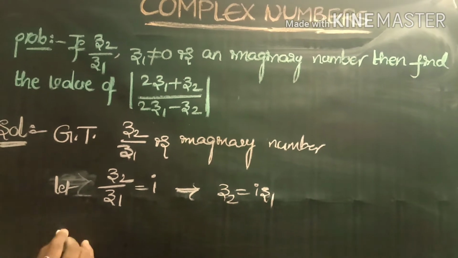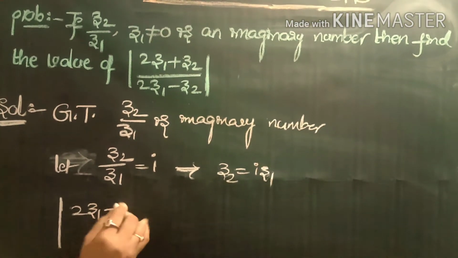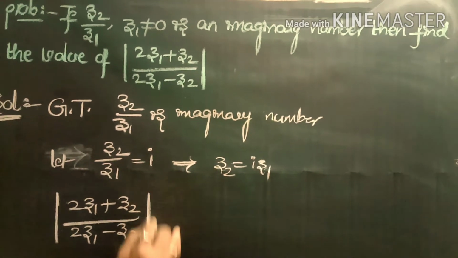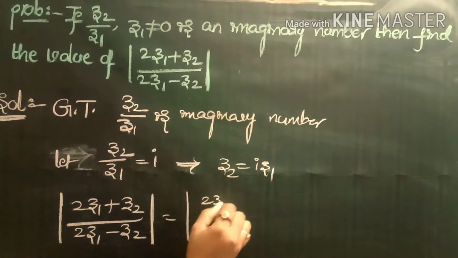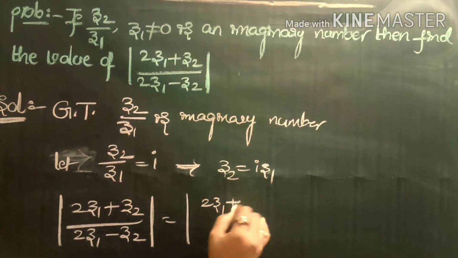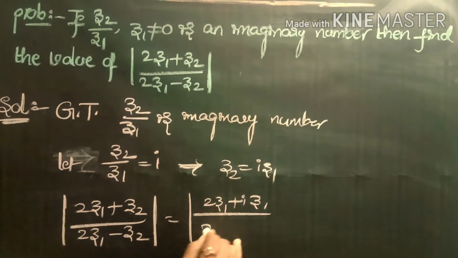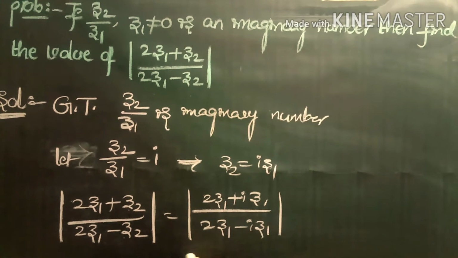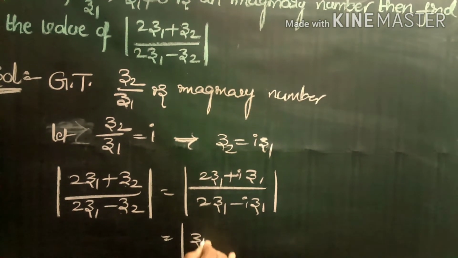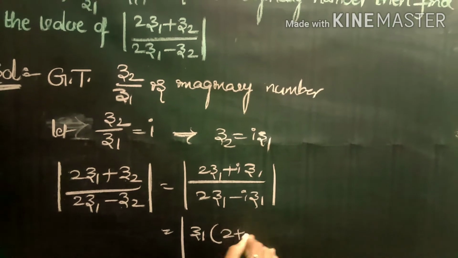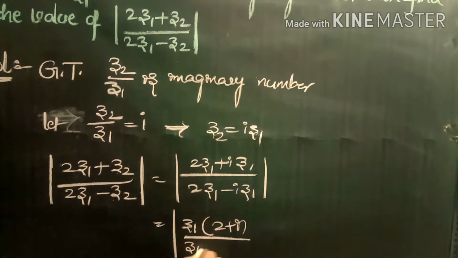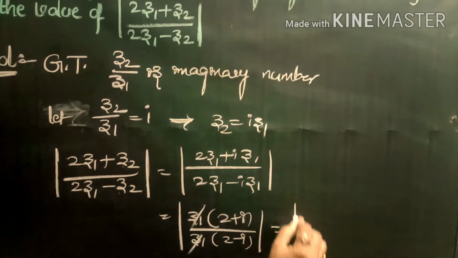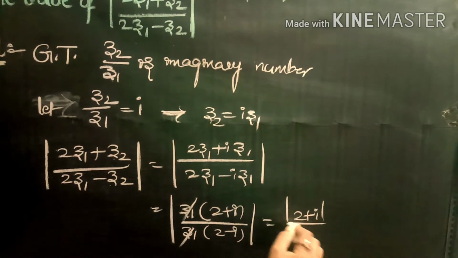Now we are taking that value here, modulus of (2z1 plus z2) by (2z1 minus z2) is equal to modulus of (2z1 plus z2). What is the z2 value? z2 is equal to iz1, so it is (2z1 plus iz1) by (2z1 minus iz1). Again, z2 is equal to iz1. Now taking z1 common from the numerator and denominator, z1 into (2 plus i) by z1 into (2 minus i) equals, now, mod (2 plus i) by mod (2 minus i).